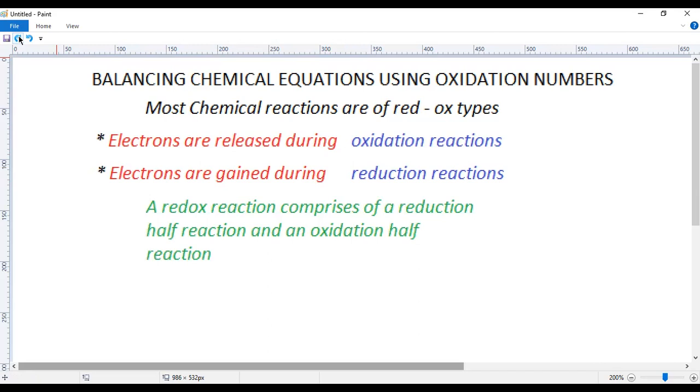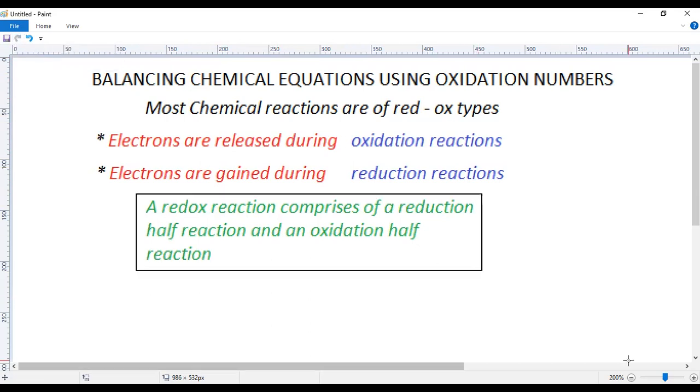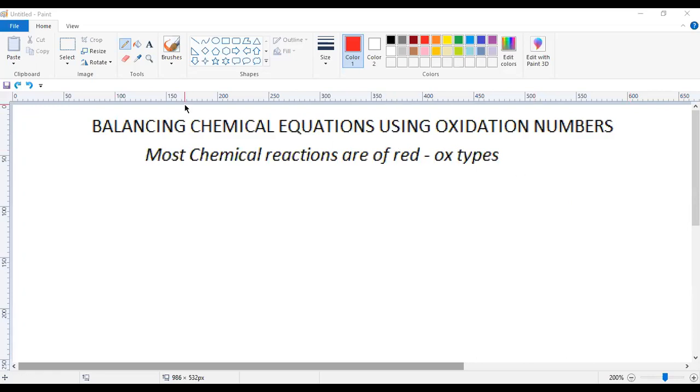So when you get a reaction system where one removes electrons, another one takes electrons, it becomes a reduction reaction and an oxidation reaction happening together. So a redox reaction comprises a reduction half reaction and an oxidation half reaction. Let's try to find out how we can apply this using oxidation number to balance one or two reactions.